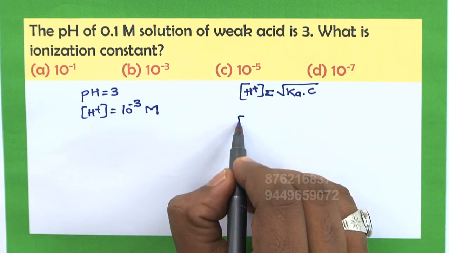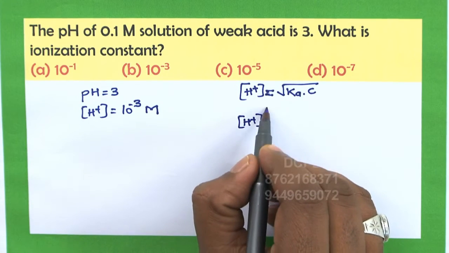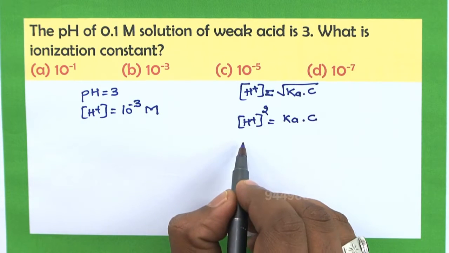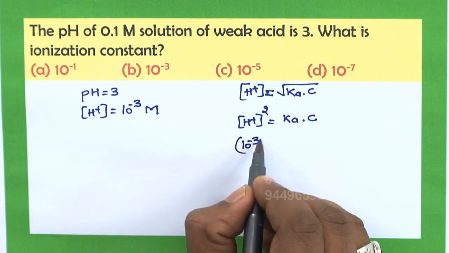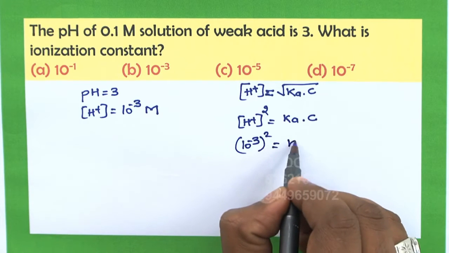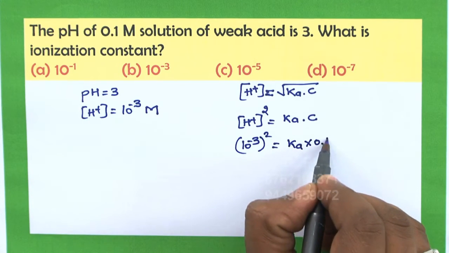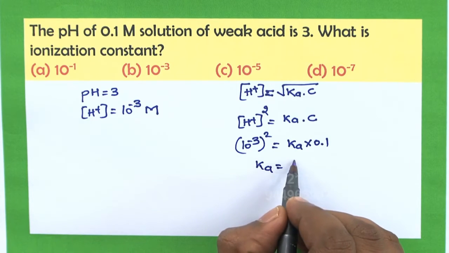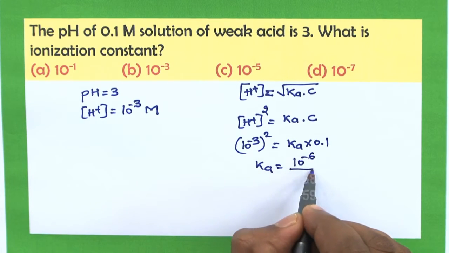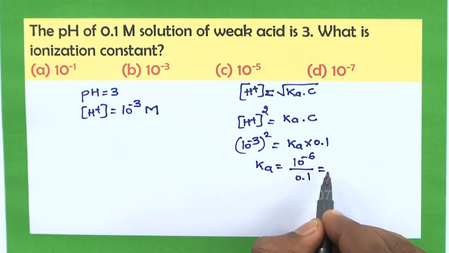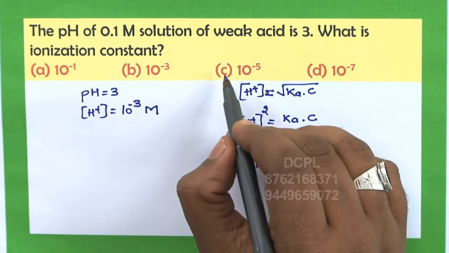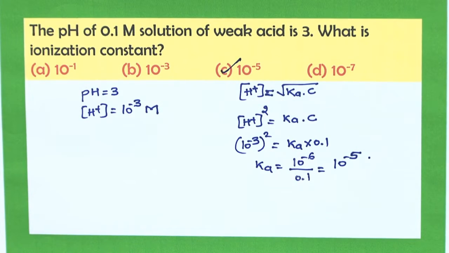Squaring both the sides, it becomes H plus ion concentration square is equal to Ka into C. H plus ion concentration is 10 to the power minus 3 square is equal to Ka, whereas concentration is 0.1. Ka is equal to 10 to the power minus 3 square, which is 10 to the power minus 6, divided by 0.1, that will be equal to 10 to the power minus 5. Hence, option C is the right answer.